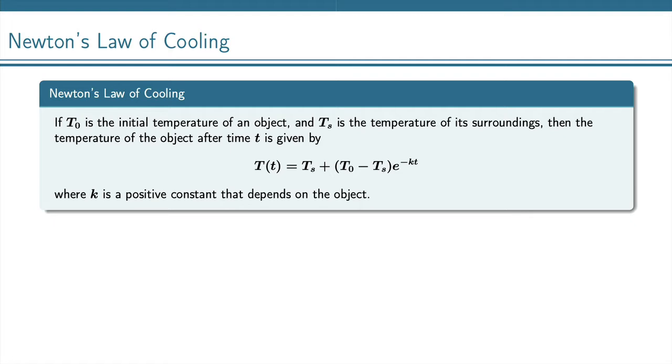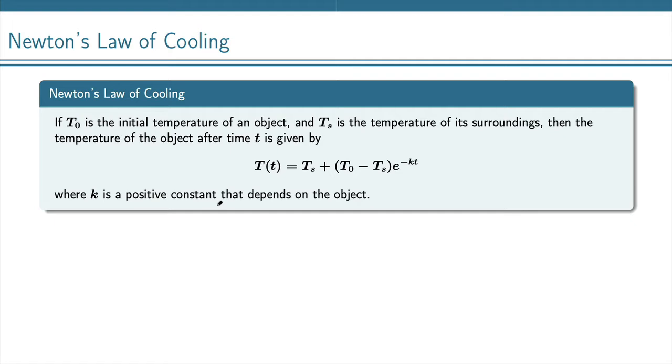So we've got a couple of variables here. We've got T naught, that's the initial temperature of the object. T sub s, which is the temperature of the surroundings. And then, of course, t is time. And then k is a positive constant that depends on what the object is.